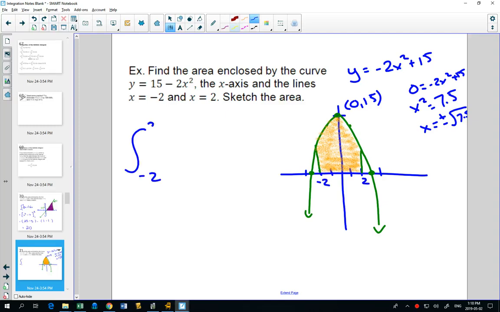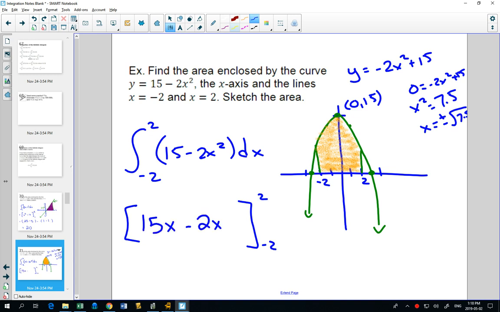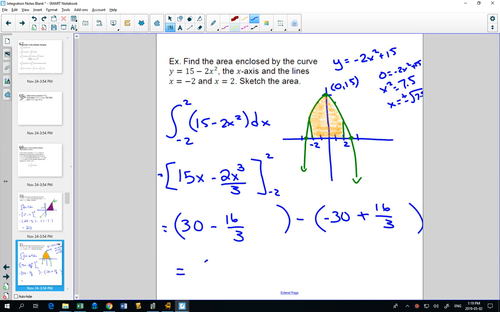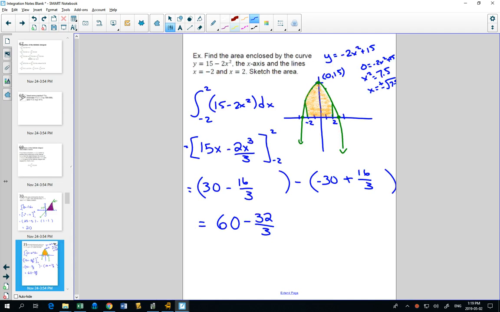And so we can set up our definite integral. Plug in 2. Plug in negative 2. And we get 60 minus 32 over 3. If we change this to 180 over 3, we would end with 148 over 3.